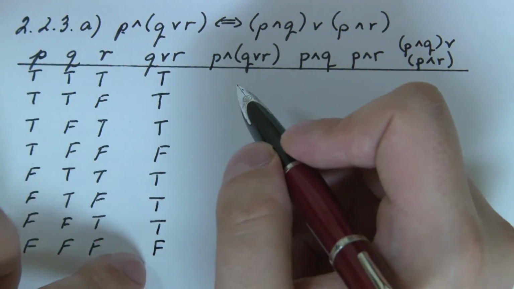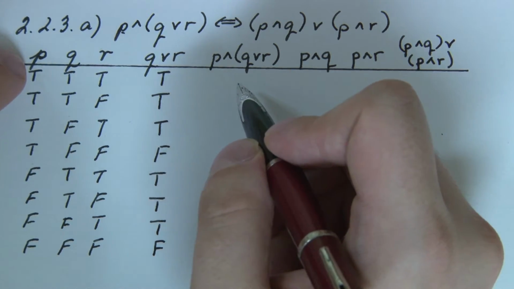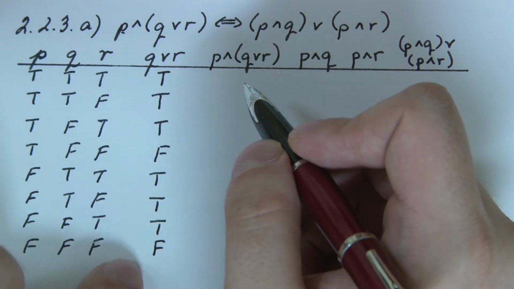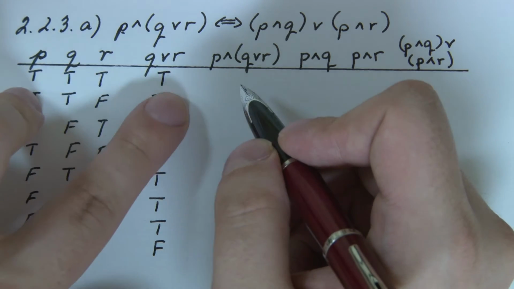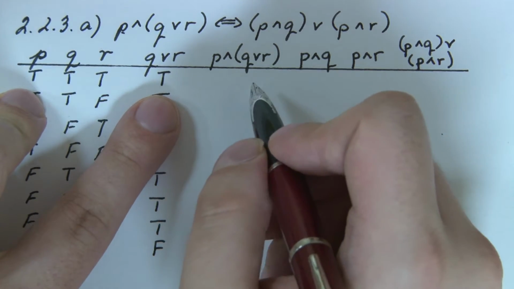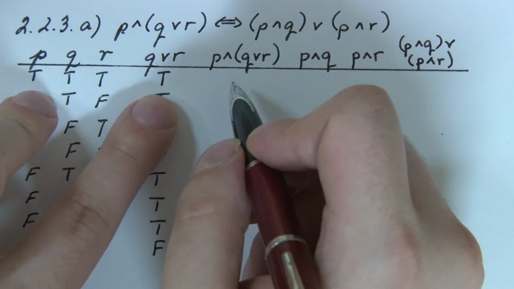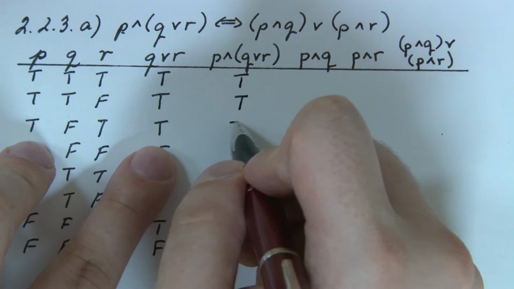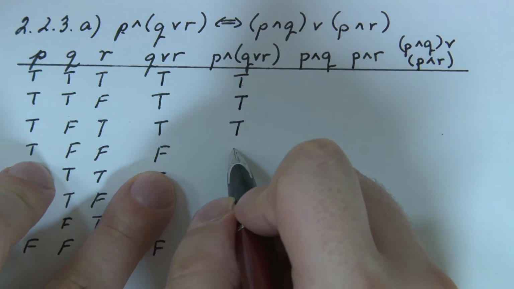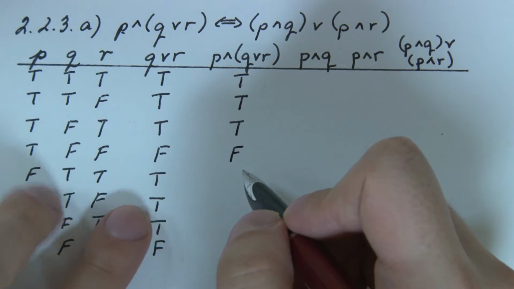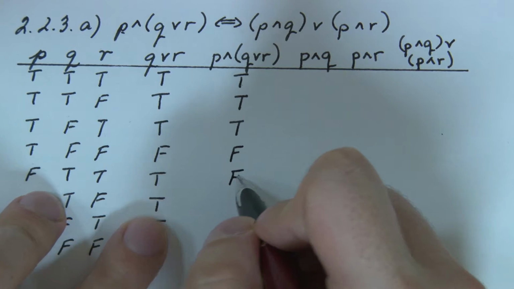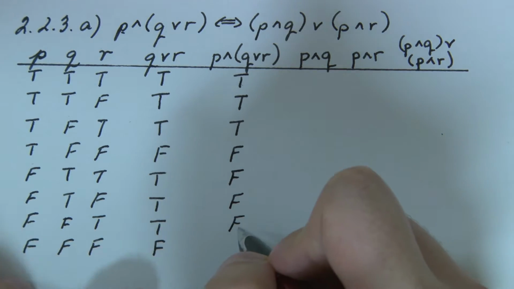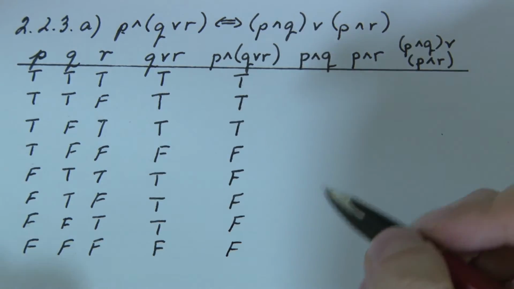Okay, so now I'll take this column and I'll do the conjunction, the and. So I'll be looking at this column and this column. And remember, with the conjunction, I need to have both of them to be true. So true and true, that's true. True, true. This is false. I don't have both of them true. Again, false, false, false, and false.